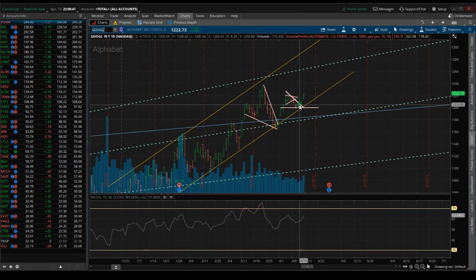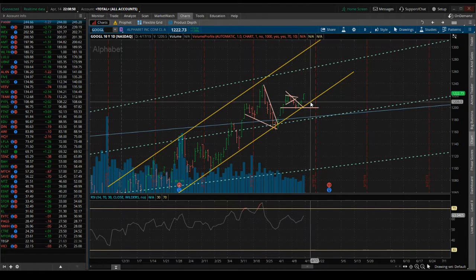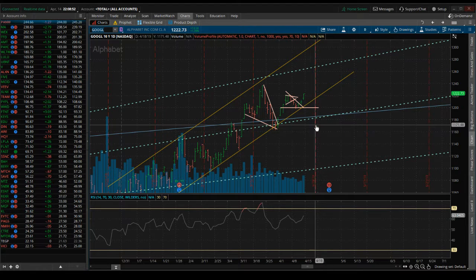1210 was also your double inside day level. So we had a double inside day here. It failed a little bit to the downside and then came back up. Once it reclaimed that double inside day level, it really pushed. So if it did come back down and retest that 1210, I would imagine it would go higher.